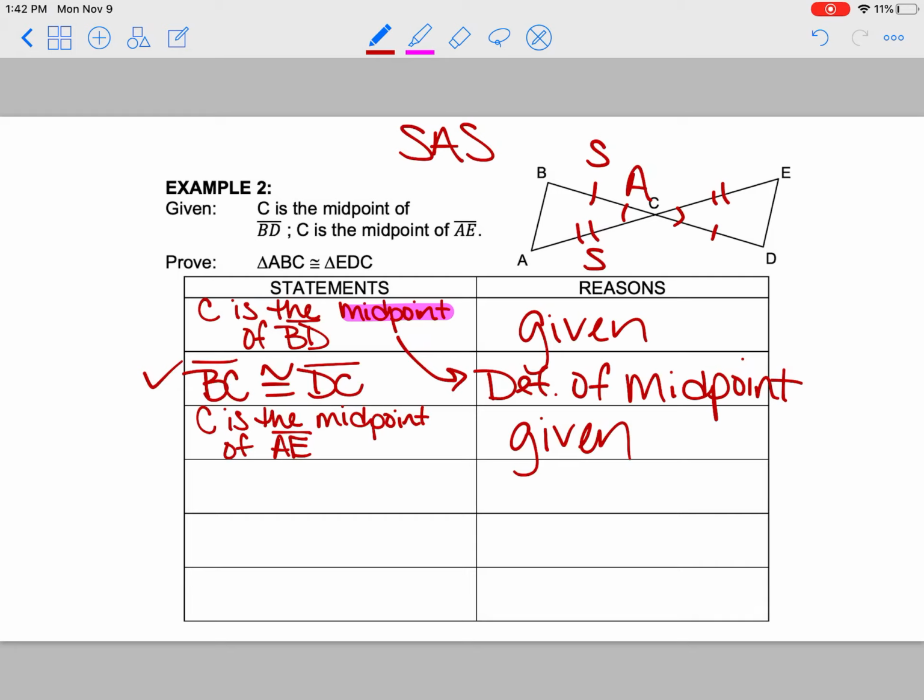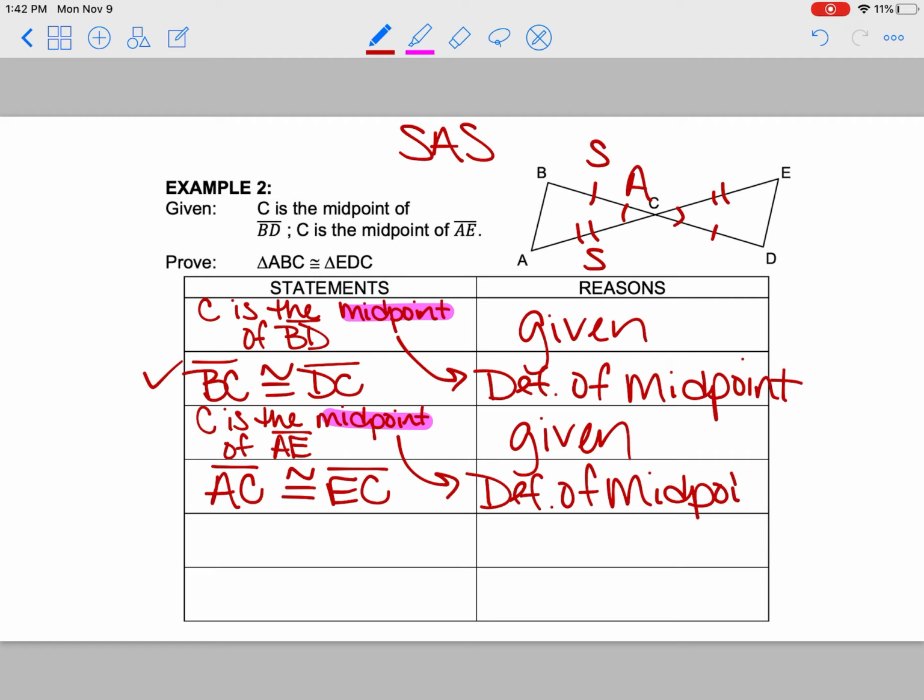Okay, that was given. We do not have a congruency statement, so we've got to get one from that. We said that because C is another midpoint of another segment, we can say that AC is congruent to EC. And that's because, again, we see another spelled out word. We have to use another definition to make that congruency statement. So definition of a midpoint. And that gets a check mark. So we've got 2 of our 3.